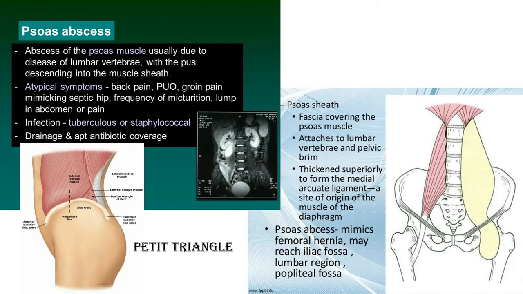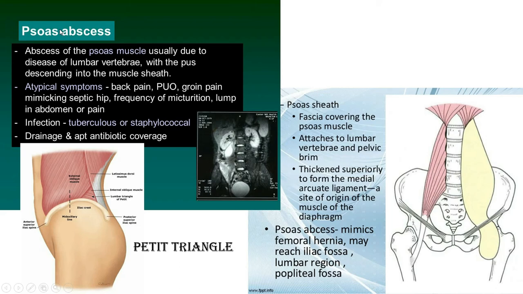Along with this septic arthritis, there is a chance of psoas abscess also. But psoas abscess does not come solely from acute osteomyelitis. It can be from any vertebral osteomyelitis or Pott's spine, etc.